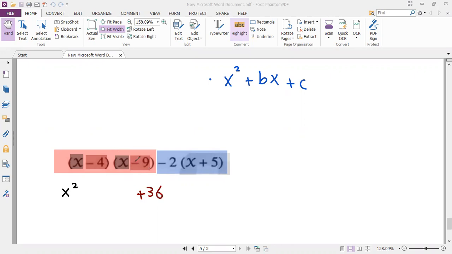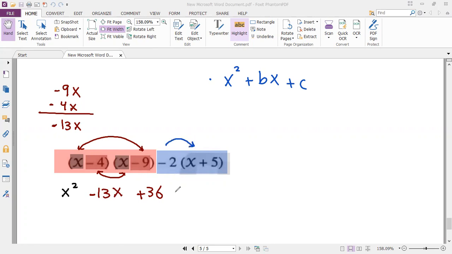And then what is in the middle? The term in the middle is the product of extremes added to the product of means. So extremes, x multiplied by -9 is -9x. And the means, -4 multiplied by x is -4x. Adding the product of extremes to the product of means is -13x. So we write in the middle -13x. And then multiply -2 by x. Negative 2 multiplied by x is negative 2x. And multiply negative 2 by 5. Negative 2 multiplied by 5 is 10.